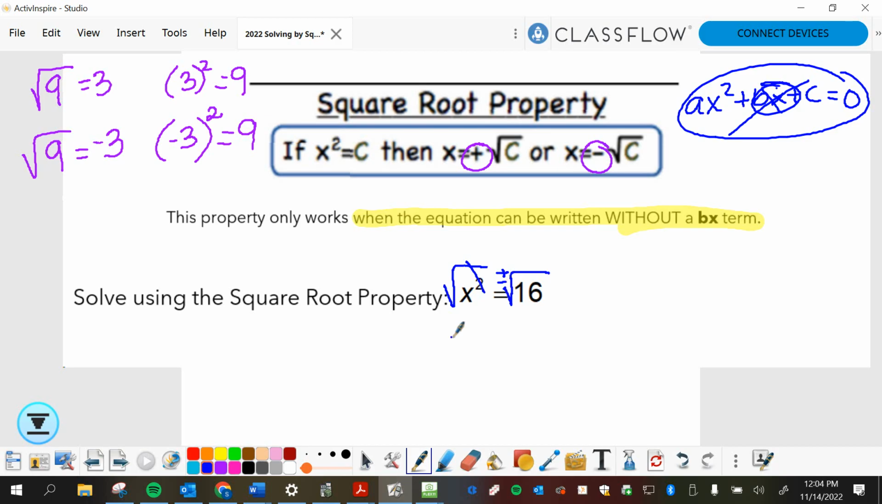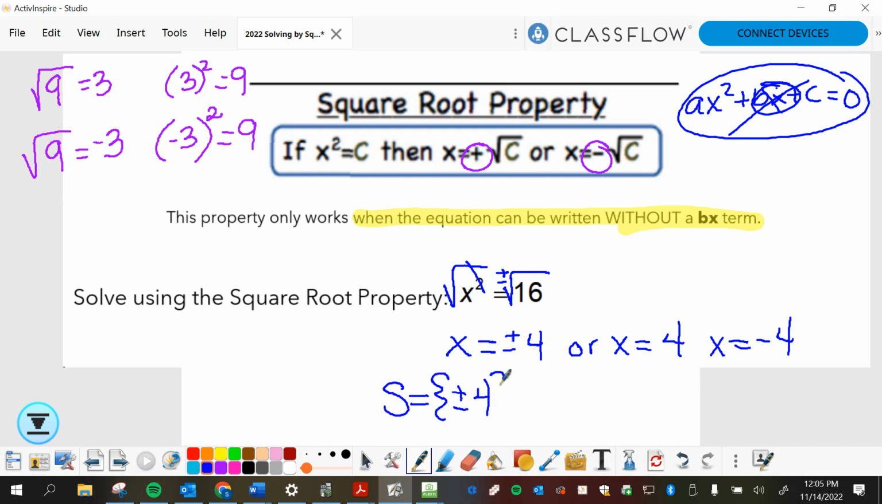So what is the square root of 16? What number squared makes 16? 4. And so I'll have to say x is equal to, and you can write it like this, that's fine, plus and minus 4, that means 1 positive, 1 negative 4. Or you say x is equal to 4, x is equal to negative 4. So when you write your solution, you could either use plus or minus, or you would say, each one separated.